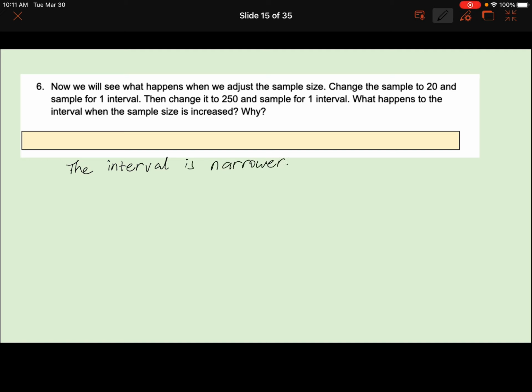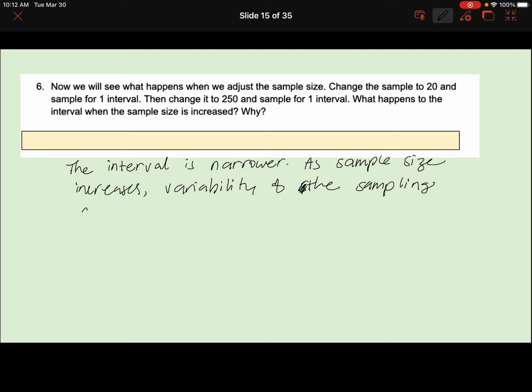We didn't really talk about that part, but what we have talked about is as sample size increases, the variability of the sampling distribution goes down.